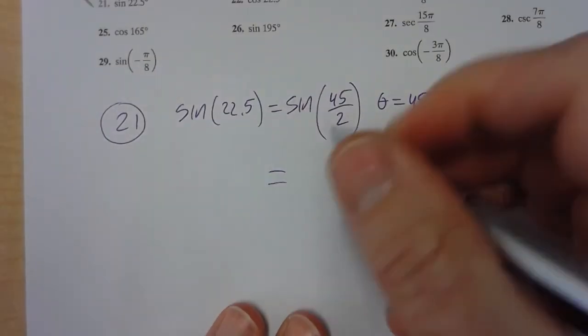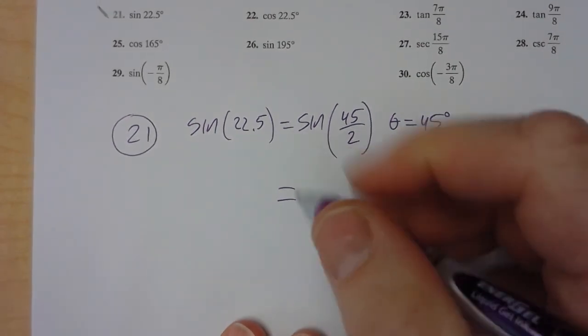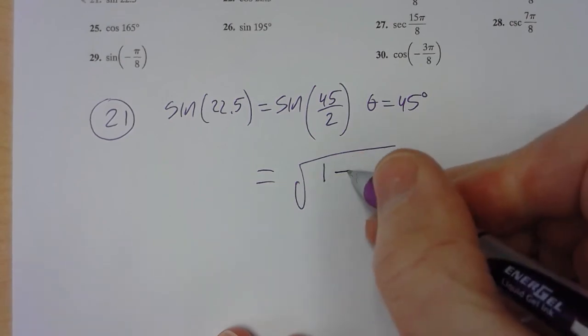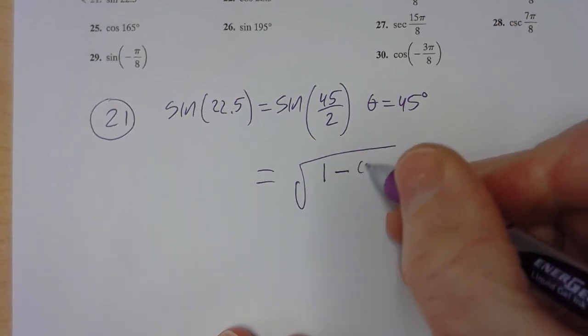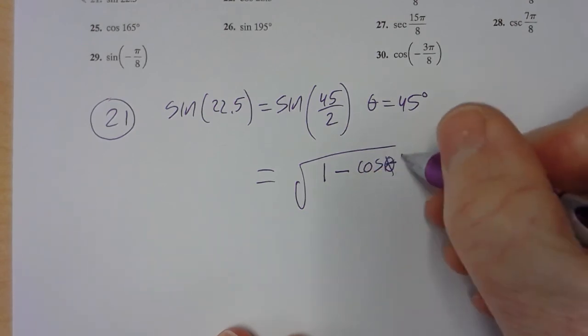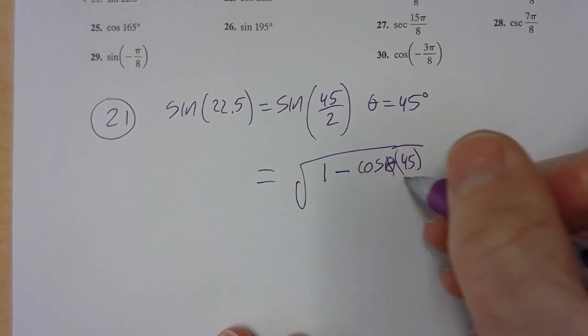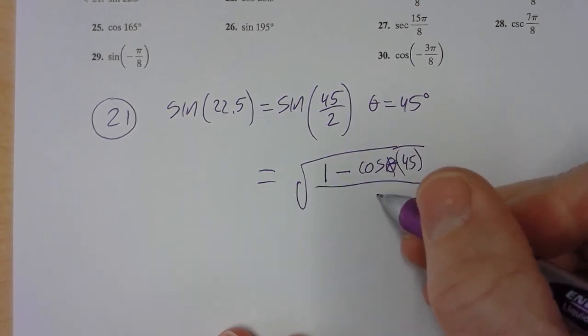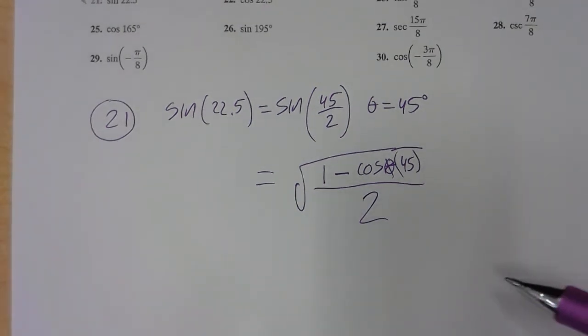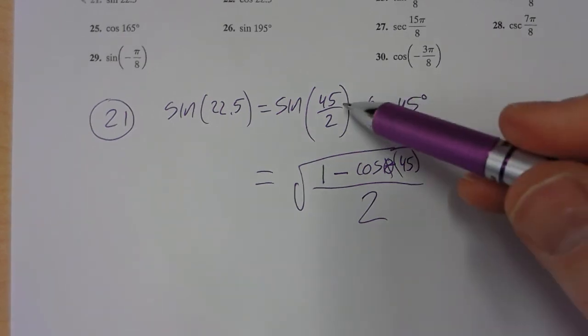So it'd be positive, we don't have to worry about the negative version of it, so it's going to be the square root of 1 minus the cosine of theta, which is 45 degrees, over 2. One minus cosine 45 over 2. So I know that's my theta because I'm cutting the 45 in half.